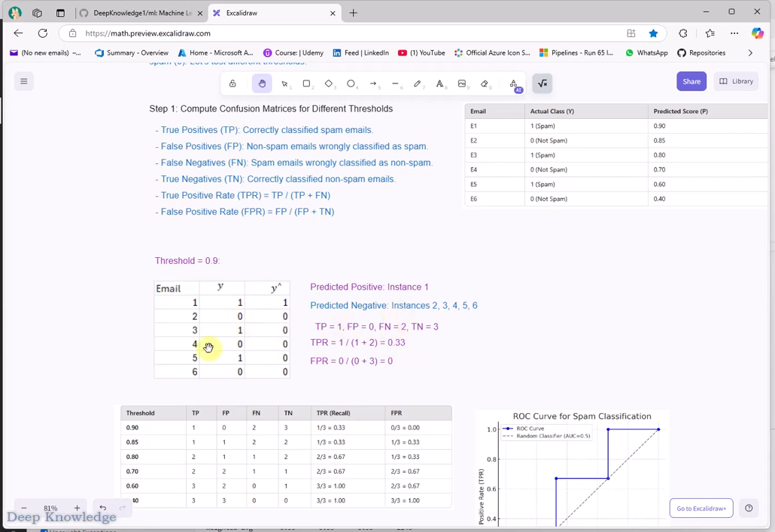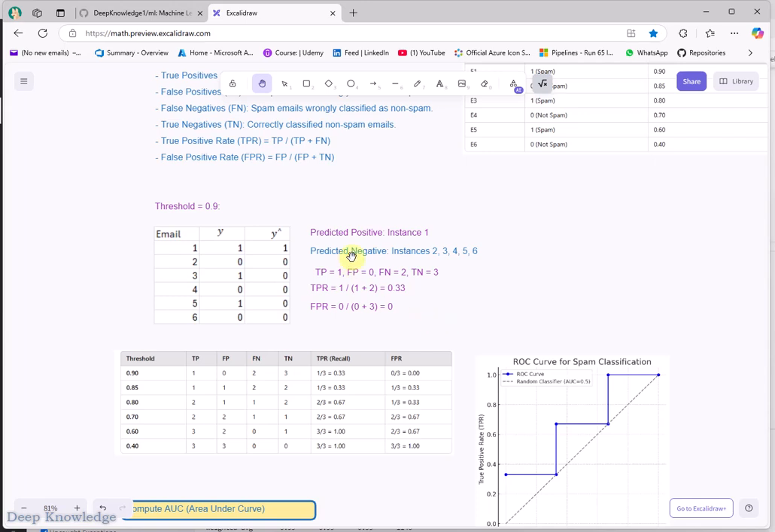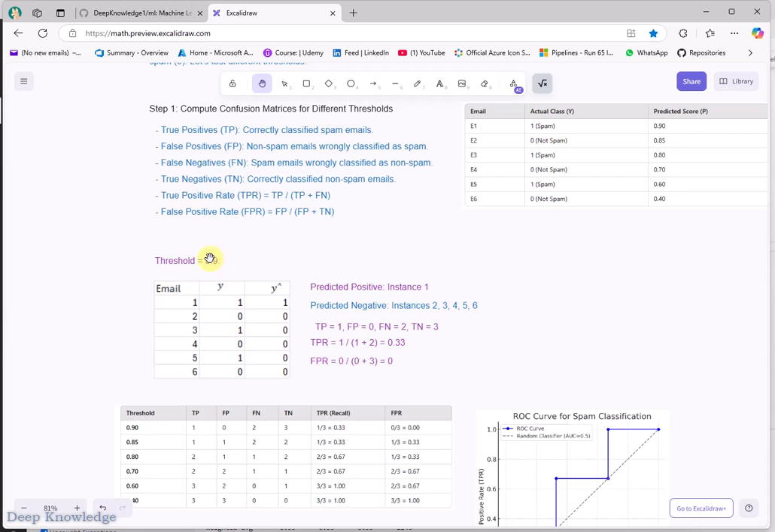For the false negative, we have this spam here, but it's classified as 0. And this one here is also classified as 0. So we have two false negatives. And the true negative: this one is 0 and predicted as 0, 0 predicted as 0, and 0 predicted as 0. So we have 3. I just tried to simplify this, and we have to do the same for all the thresholds. So we started with this one, and we have to do the same steps with the second threshold.